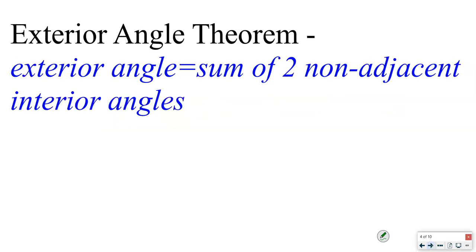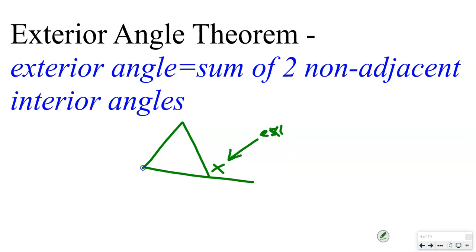Your exterior angle theorem states your exterior angle will equal the sum of two non-adjacent interior angles. So let me give you a visual of what we're talking about. We have a triangle and then one of the lines extends out, it forms an exterior angle. This would be an exterior angle. That's our exterior angle. And then you still have your interior angles.